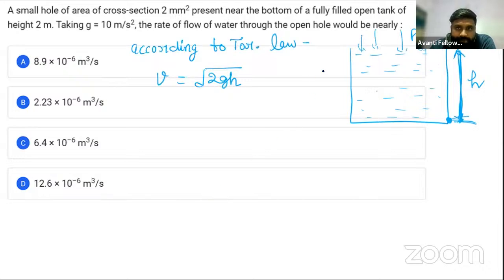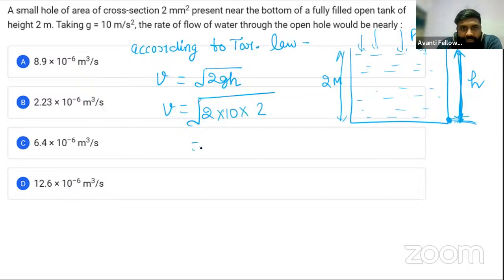Okay. Now, this is equal to the height up to which the liquid is filled, which is given to you as 2 meter. So h here is 2 meter. So V you can easily calculate: it is root of 2 into 10 into 2. So this will become square root of 40 meter per second. But this is not our answer. In the answer you will see it is meter cube per second. Meter cube per second is the volume flow rate it is interested in.